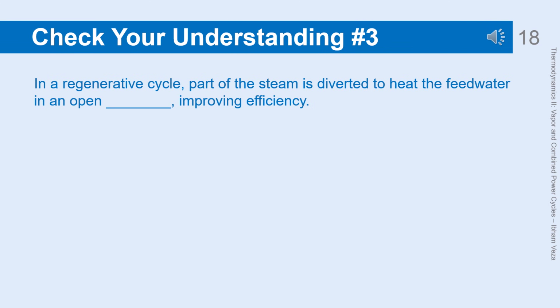This question tests the understanding of the key component in a regenerative cycle. The main idea is that feed water preheating is not done by the boiler, but by extracted steam. The component that performs this function is the open feed water heater. By understanding this, the energy flow in the cycle becomes clearer. The correct answer directly points to this device.